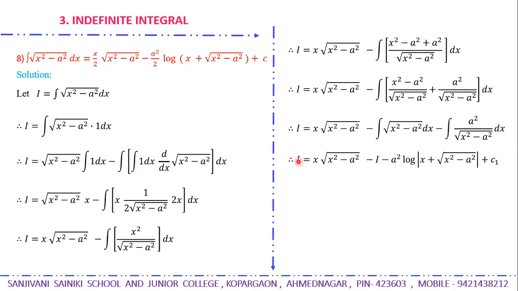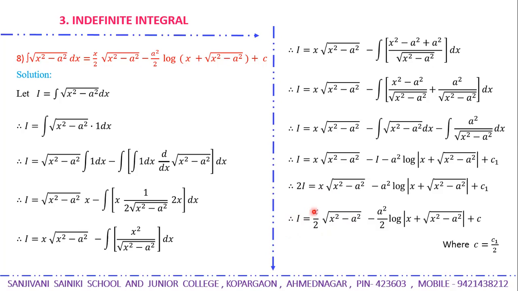Minus I will go to that side, and here it becomes 2I is equal to, then we will divide this equation by 2. So we get I is equal to x by 2 root x square minus a square minus a square upon 2 log of x plus root x square minus a square plus c, where c is c1 upon 2.